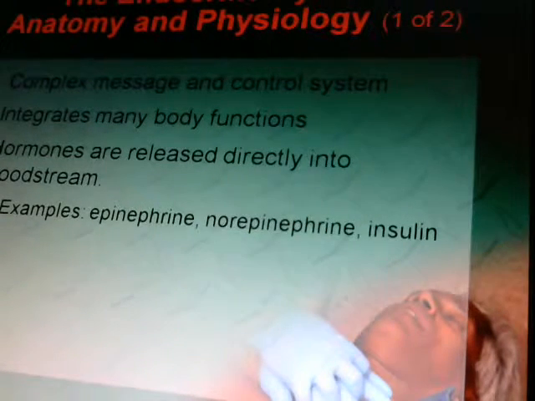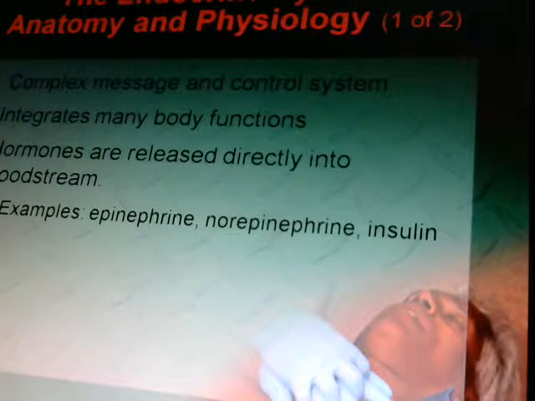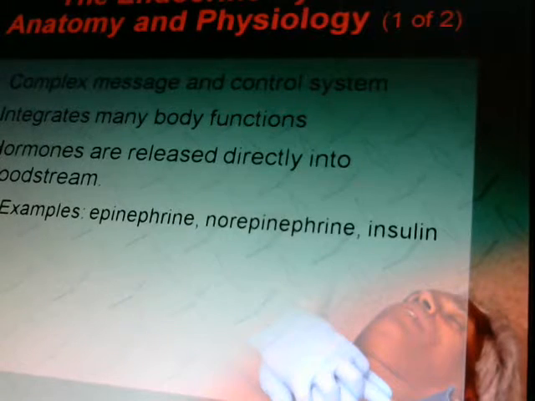The endocrine system, anatomy and physiology. It's the complex message and control center. It integrates many body functions. Your hormones are released directly into the bloodstream. Examples are epinephrine, norepinephrine, and insulin. We'll talk a whole lot more about them as we get to those other chapters where we need to talk about those things. Insulin you see a lot from diabetics.